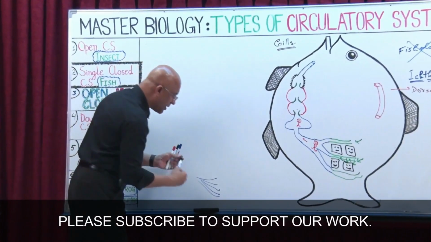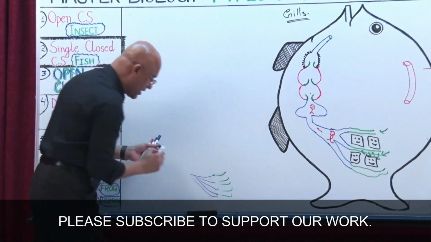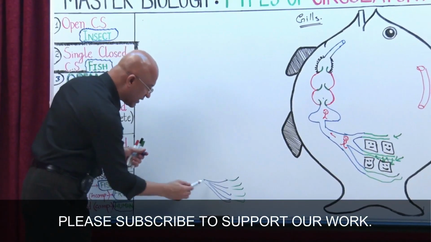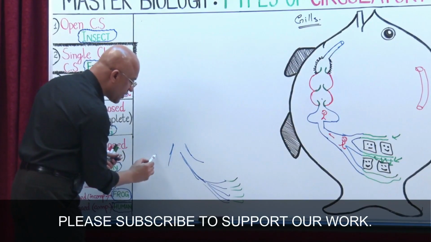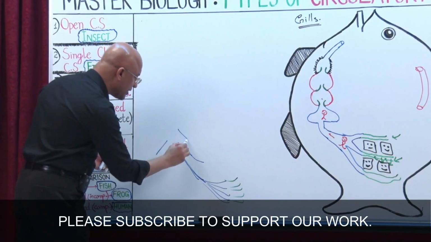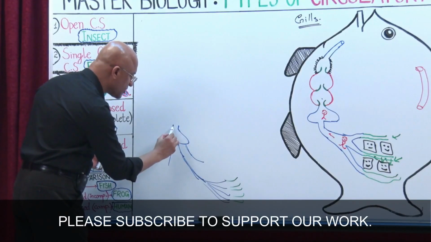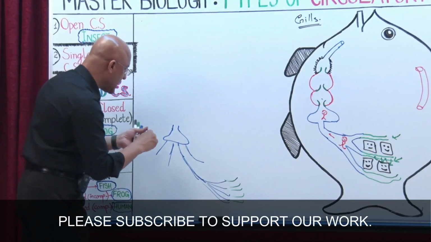Capillaries, from multiple tissues. Now I will draw and you guys will tell. This is major veins, right? These are major veins. They are draining into this. What is this? Sinus venosus. Very good.